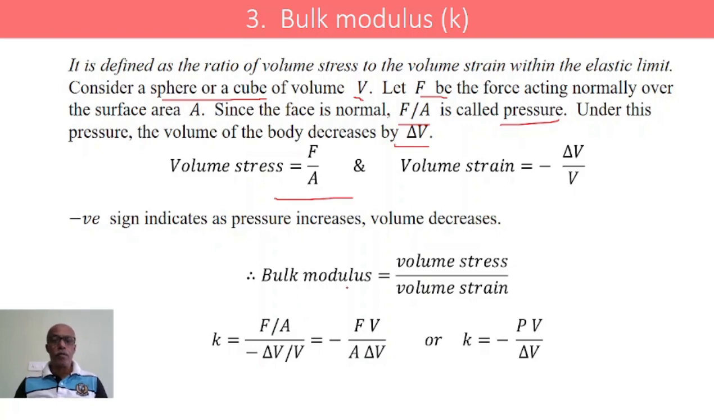Therefore, bulk modulus kappa becomes equal to F by A whole divided by minus delta V by V, or minus FV by A delta V, or it is minus PV by delta V, where P is nothing but F by A. This is about the bulk modulus.